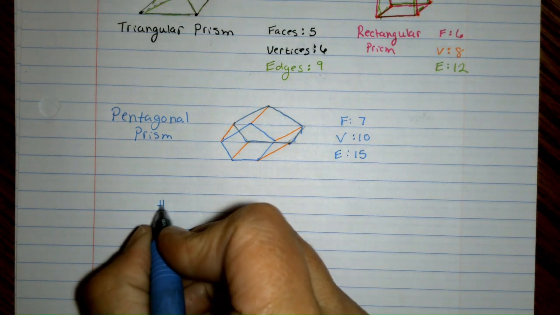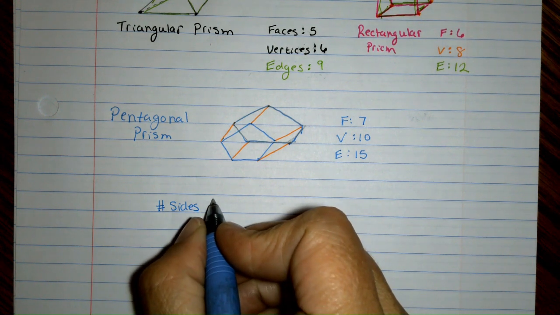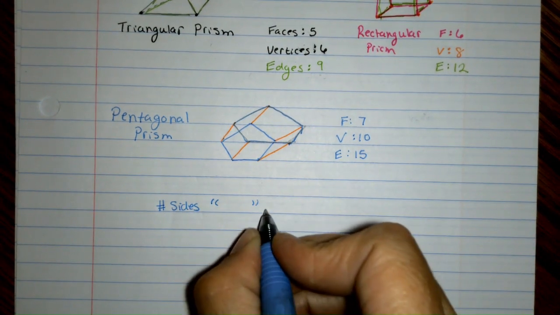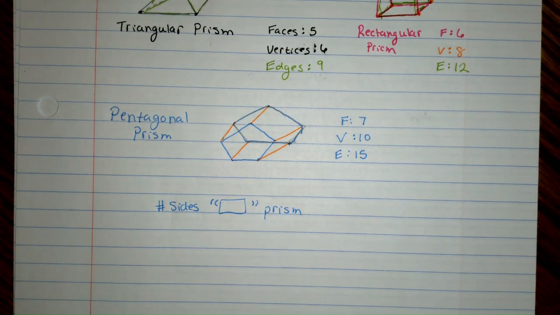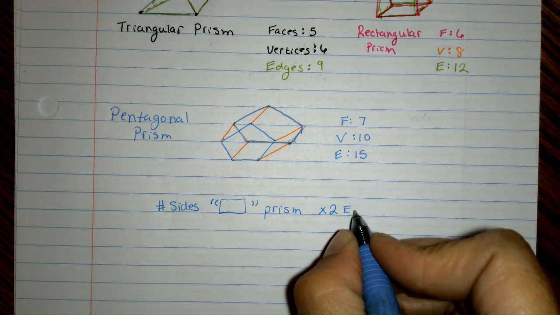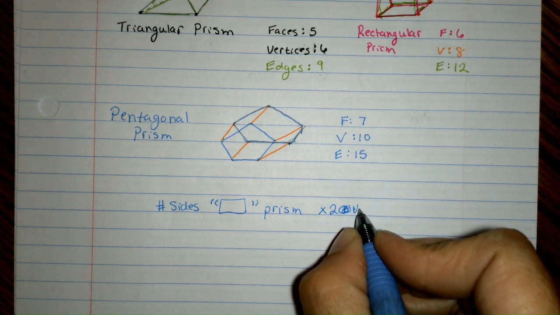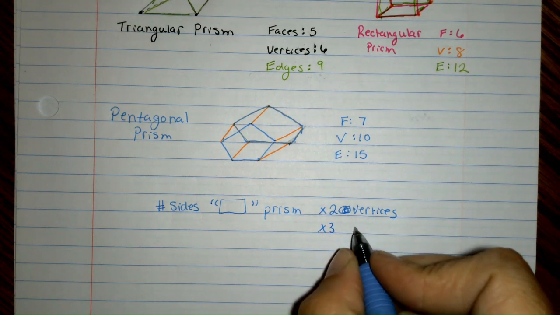So, the number of sides of your blank prism, whatever this word is, right? If you times it by 2, you'll get your vertices. But if you times it by 3, you'll get your edges.